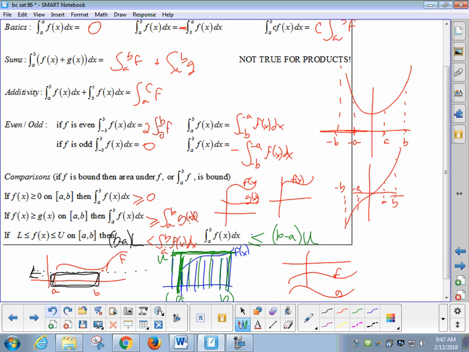Now, these will be multiple choice questions. They might say something like f of x is less than or equal to 3 on the region. What do you know about this integral? It must be less than or equal to 15, because the width of the region is 5 units and the heights are maxed by 3, so the area is maxed by 15. You follow? That's what it's going to look like.